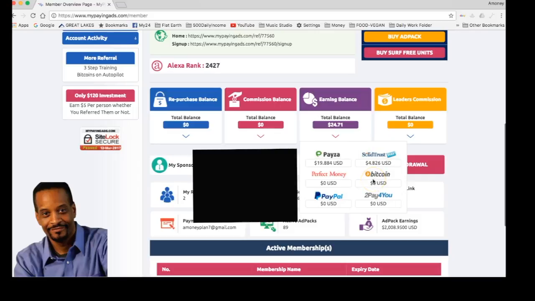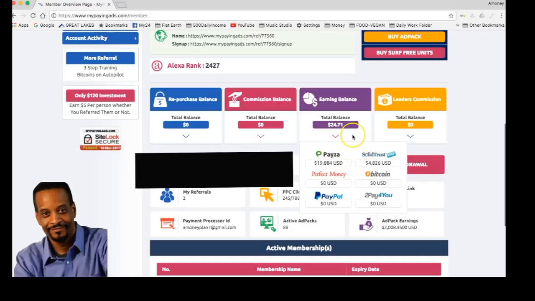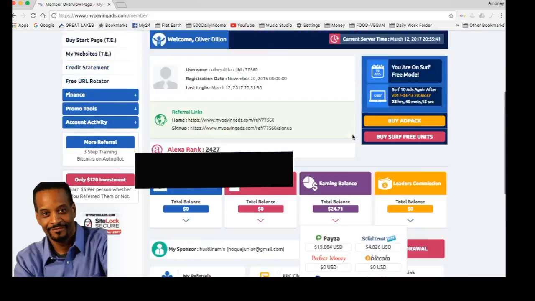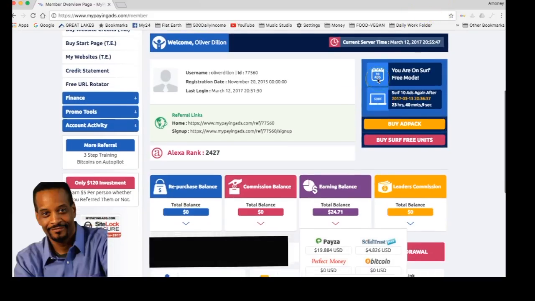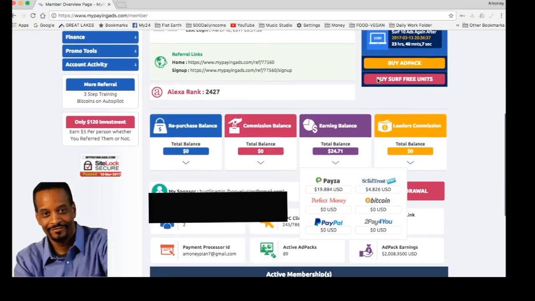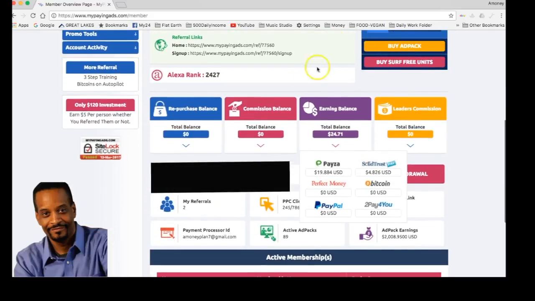So our smallest ad pack starts at $5. So here with the Payza, we'll be able to get three. We just have to wait for that to build up a couple more cents before we're able to get an ad pack here through our Solid Trust. Okay, and let's look at the date. The date is Sunday, March 12th. This is Pacific Standard Time.